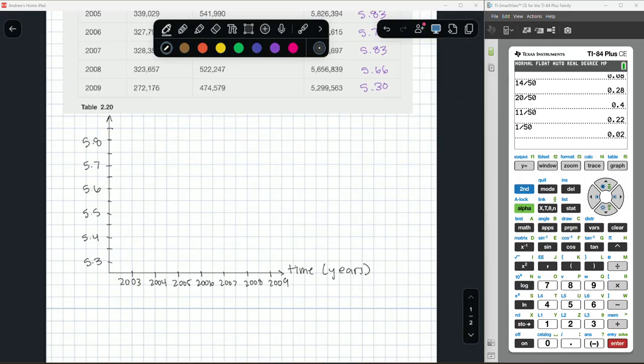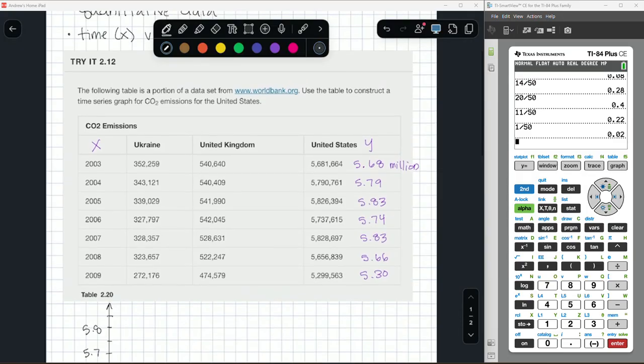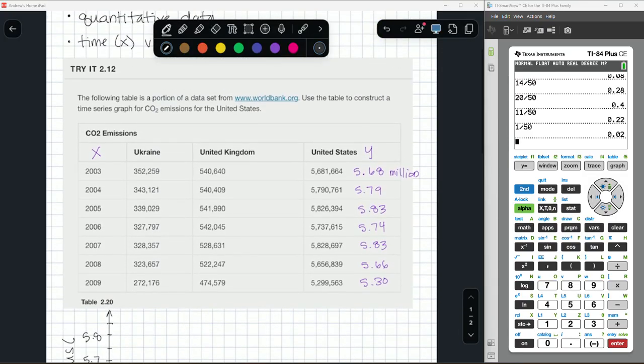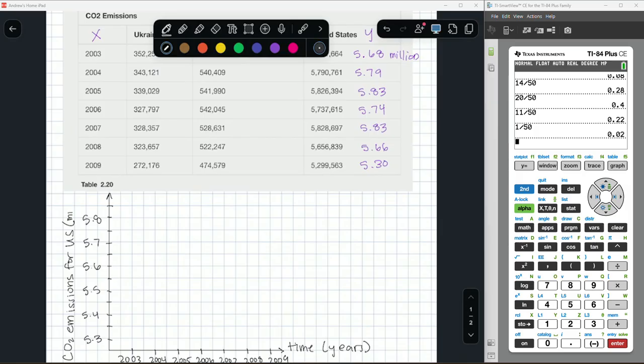I need to label this axis, and this axis is CO2 emissions for the US. And please don't judge me, I cannot spell emissions: one M, two S's. And then I need to put units. And they didn't tell me what they measured it in, but I know that it's in millions because I changed my data.